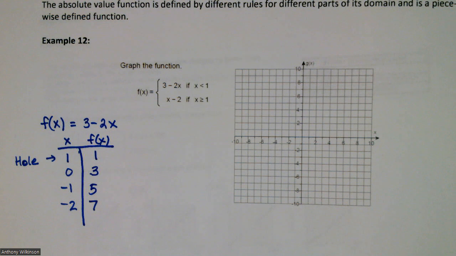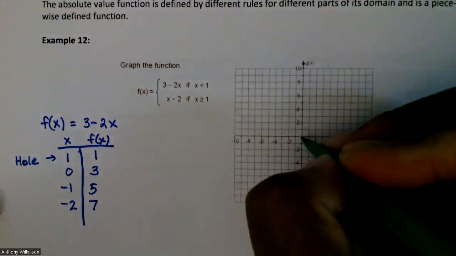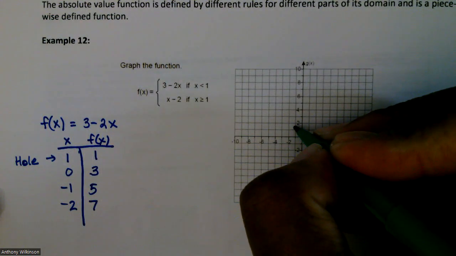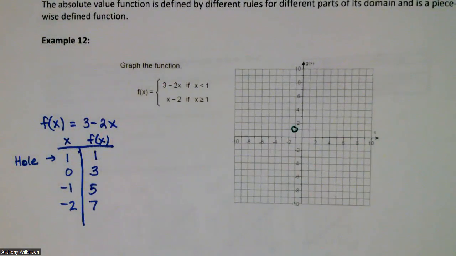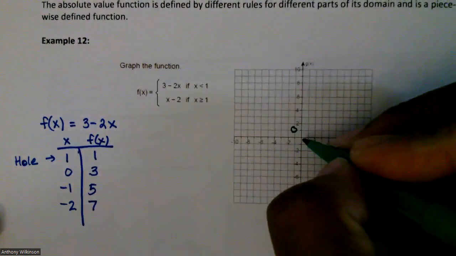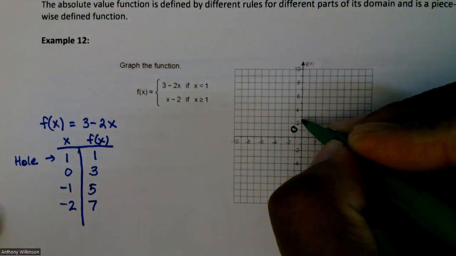Okay, so now we're going to plot this here. At (1, 1), if I go to the left 1 and up 1, that point will have what they call a hole in the graph. Notice I'm drawing a hole in the graph to indicate that that point will not be included in the graph of f of x equal to 3 minus 2x. (0, 3) would be, we stay at 0, but go up 3.